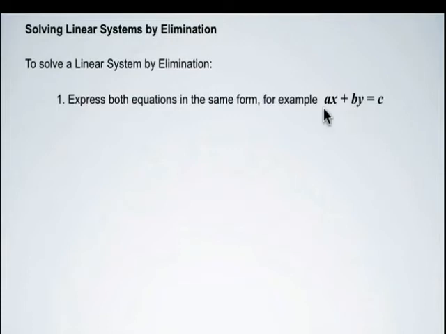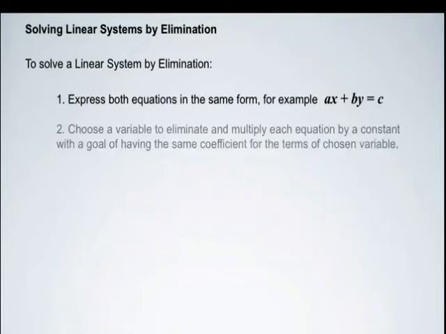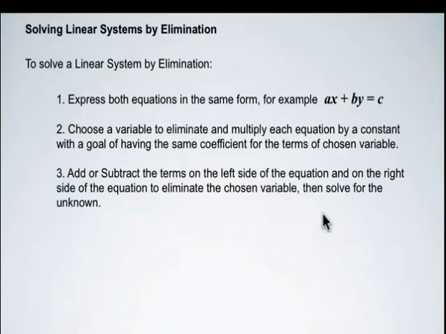It doesn't have to be in this form. We could have it as ax is equal to by plus c, but we want both equations in the same form. Secondly, we choose a variable to eliminate and multiply each equation by a constant with the goal of having the same or opposite coefficients for the chosen variable. Thirdly, we add or subtract the terms on the left side and on the right side of the equation to eliminate the chosen variable. Then we solve for our unknown.